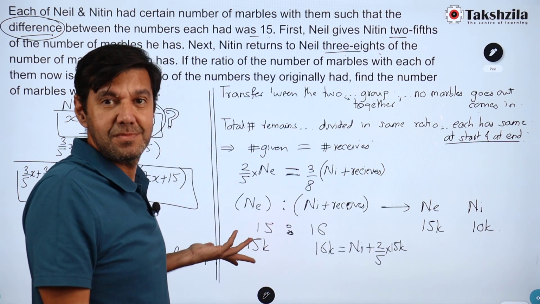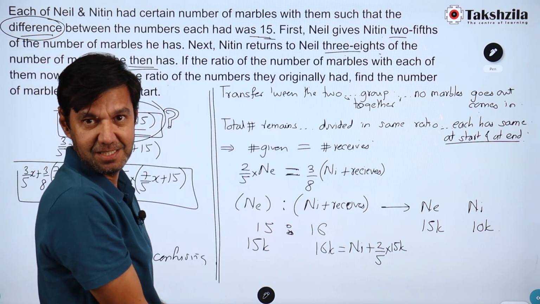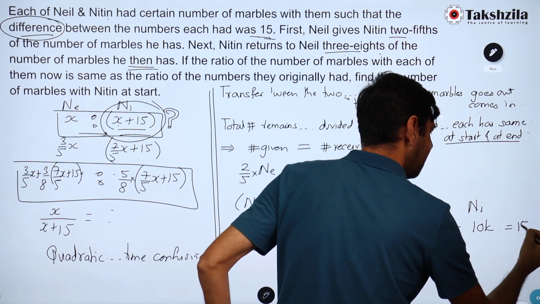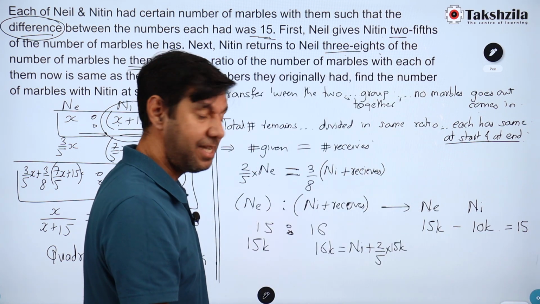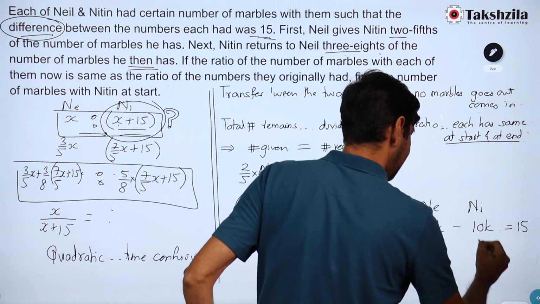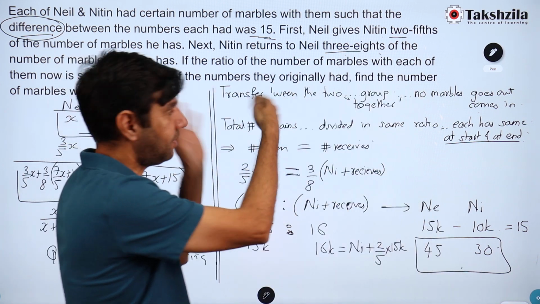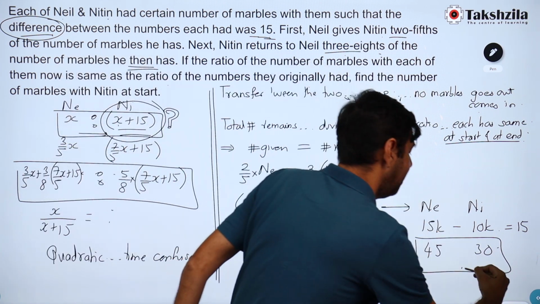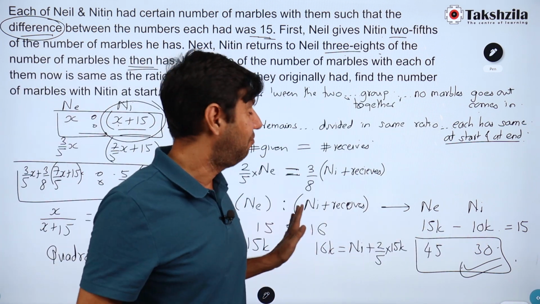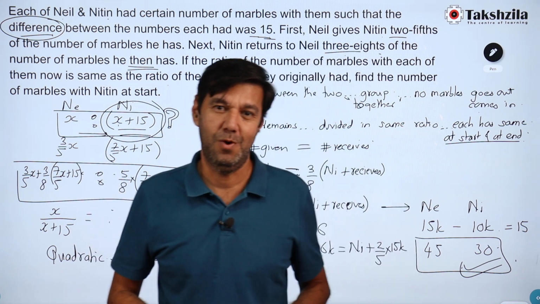So straight, and that difference is 15. It's given that this difference is 15. So k is nothing but 3. And if k is 3, Neil had 45, he had 30. I'll leave it for you to do the transfers and see that it fits in. 30 will be my answer. A beautiful way, which really saves the headache of all the equation work.